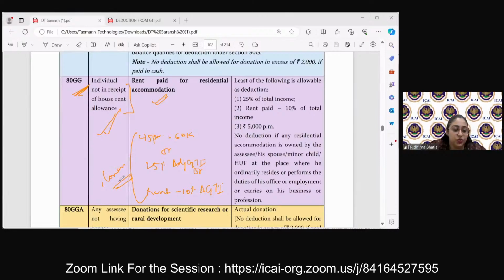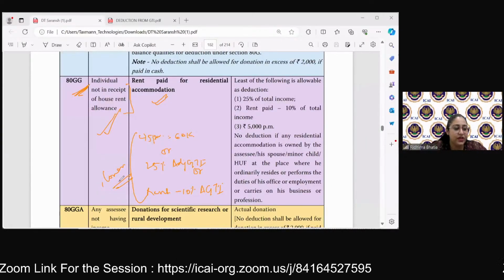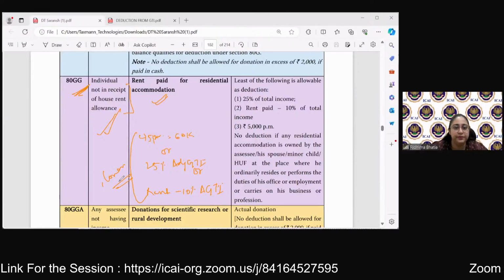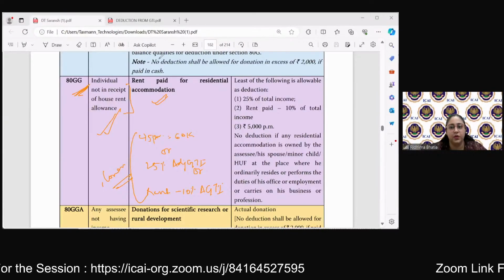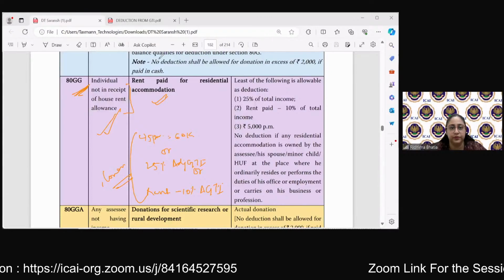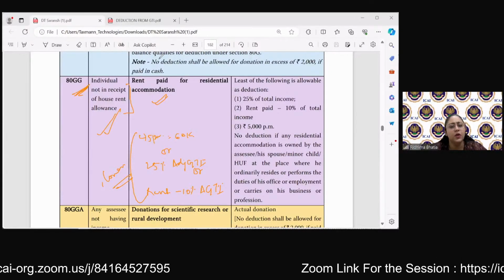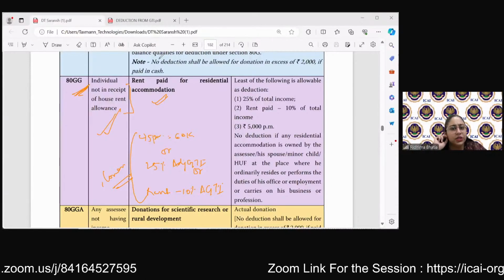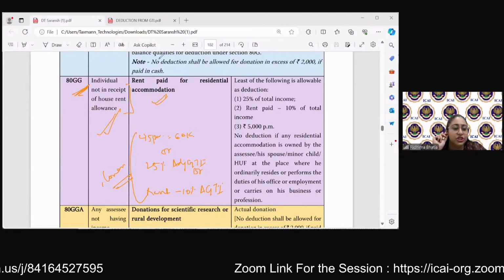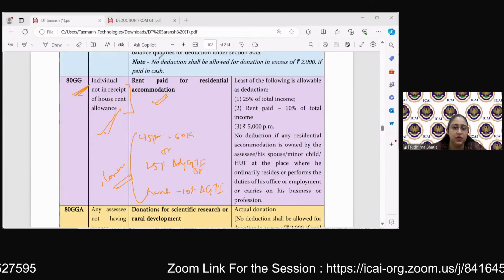Any doubt from 80G to 80GG, GGA, GGB, GGC? So 80G वाली लाइन में कोई डाउट है? No, cooperative societies would also get 80G. 80GGA is also for them. No problem. मिलेगा.